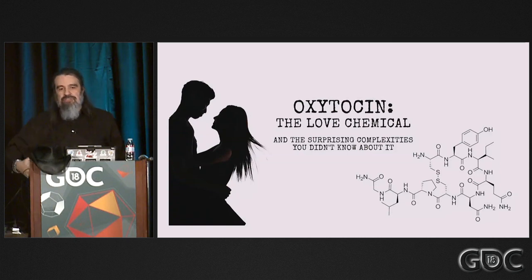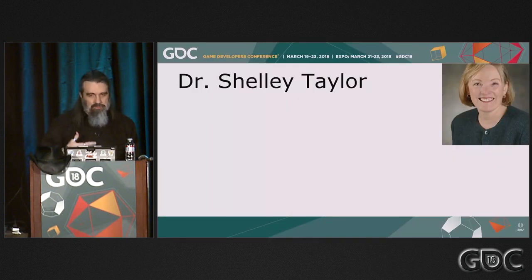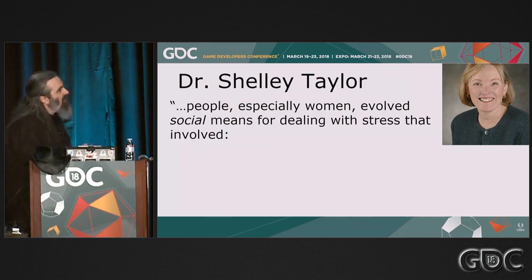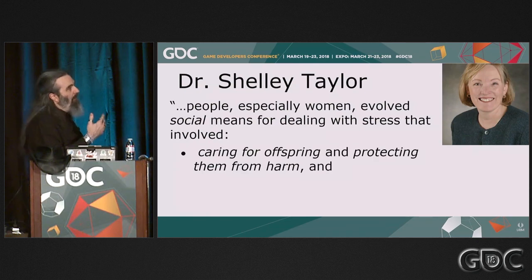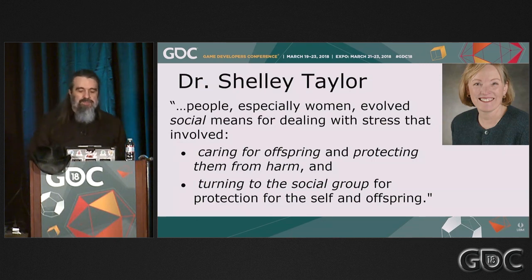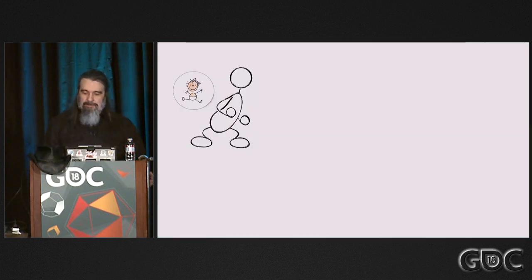Oxytocin increases when we kiss or hug, when we're in positive social situations. The theory of tend and befriend is this: the idea is that people, especially women, and we'll come back to that, evolved social means for dealing with stress that involved caring for offspring and protecting them from harm, or turning to the social group for protection. So this is the theory.